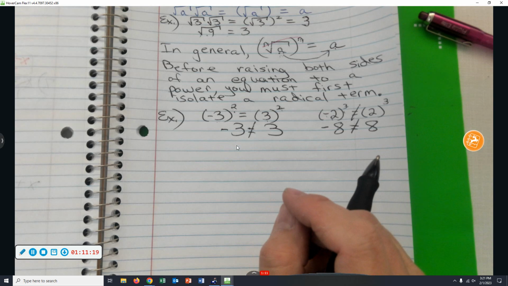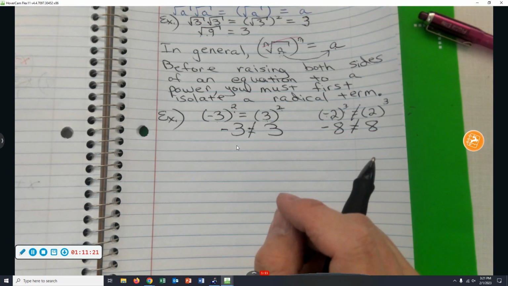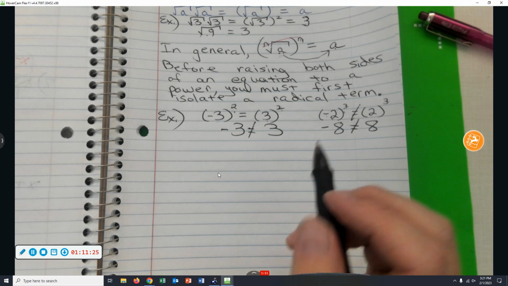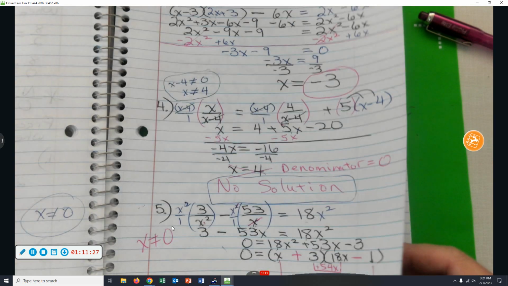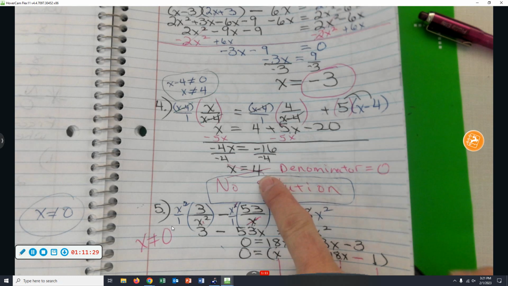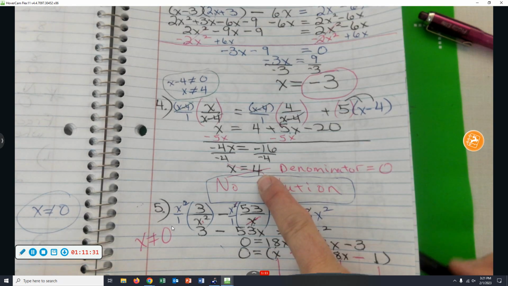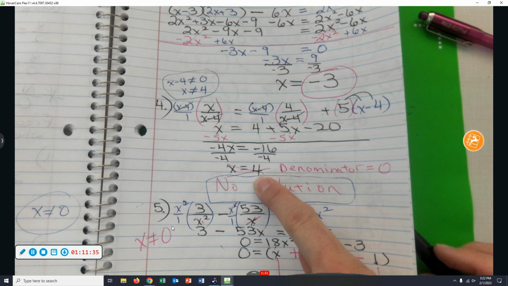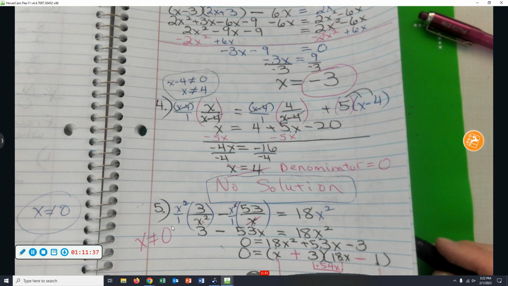By the way, an extraneous solution is a solution that you think is right, but when plugged in, it doesn't actually check. Sort of like, we saw one. Let's see. We had an x right here. That 4, that was an extraneous solution. It didn't actually check once we plugged it in. It gave us a denominator of 0.